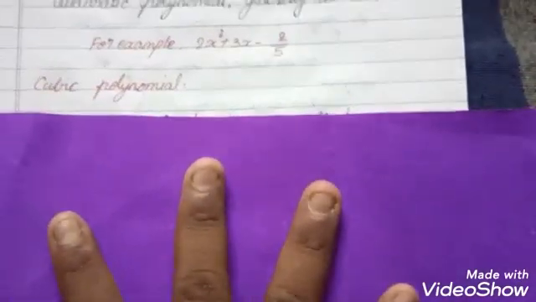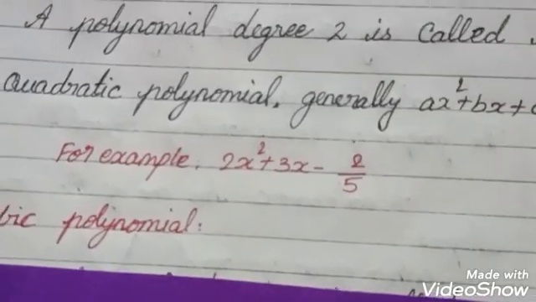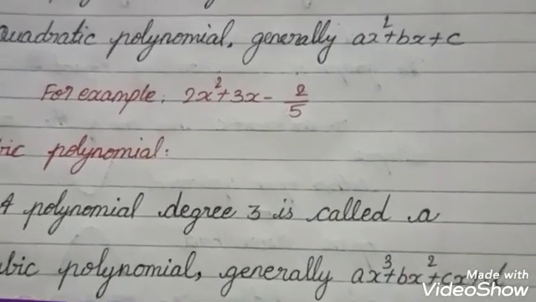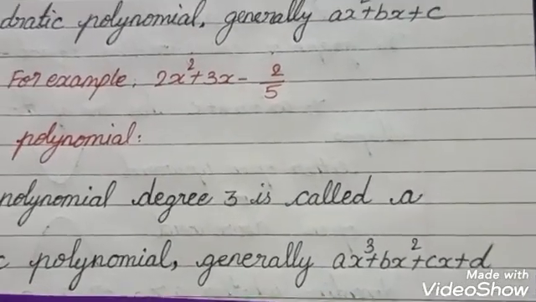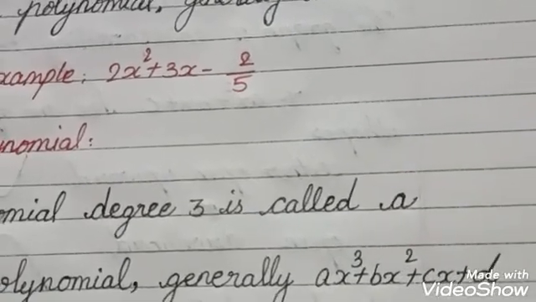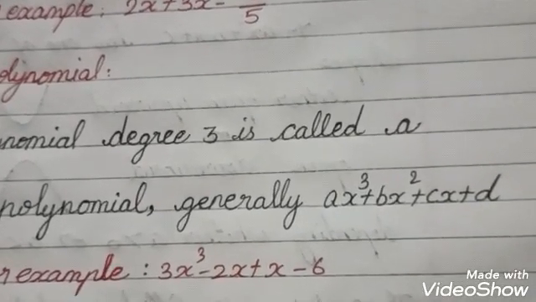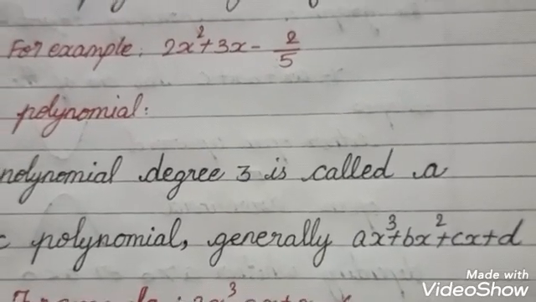And next we move on to the cubic polynomial. Already we know what is meant by cube. It should be expressed with 3. So clearly, a polynomial of degree 3 is called a cubic polynomial. Generally it can be written as ax cube plus bx square plus cx plus d. The example 3x square minus 2x plus x minus 6. This is the example for a cubic polynomial.